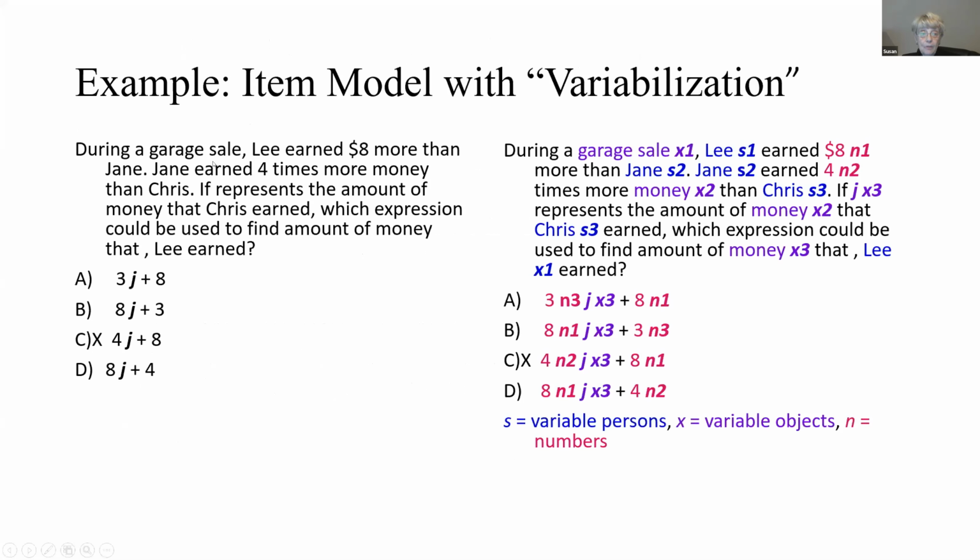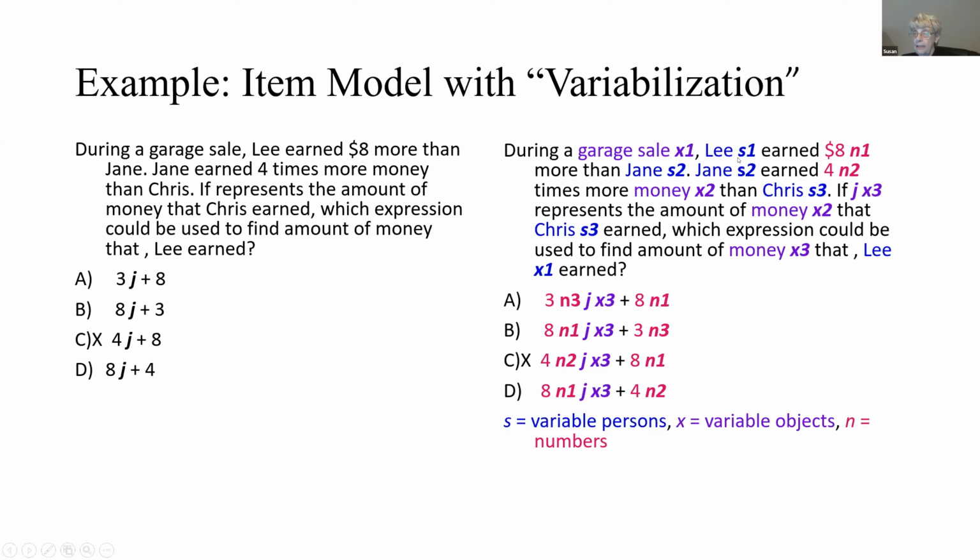And I know all the presenters have seen this before, but here's a typical kind of math item. And the person, of course, has to read it and figure out which of these four response alternatives would be relevant. Here's a variabilized version of it. And so you've got different kinds of variables. Garage sale is an X variable, kind of an area or content.